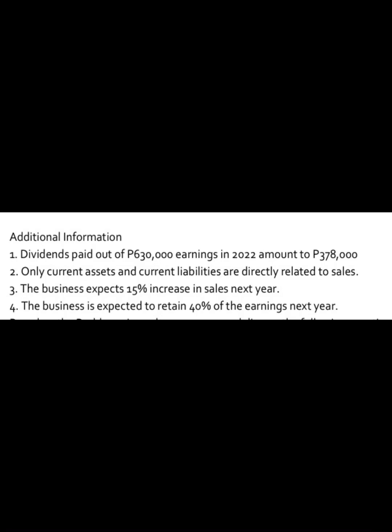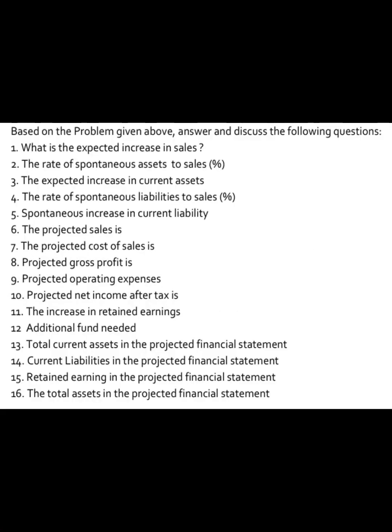For the additional information: 1 is dividends paid out of 360,000 earnings in 2022 amount to 378,000 pesos. 2 is only current assets and current liabilities are directly related to sales. 3 is the business expects a 15% increase in sales next year. 4 is the business is expected to retain 40% of their earnings next year. So based on the problem given above, answer and discuss the following questions.